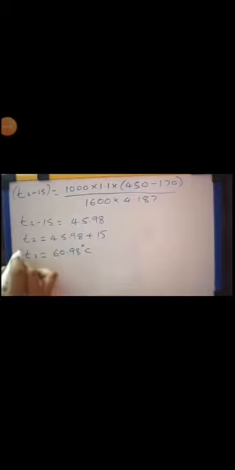T2 is equal to 15 plus 45.98 plus 15, that is 60.98 degrees centigrade. We get the value of T2 as 60.98 degrees centigrade. Okay, this is the answer for T2.